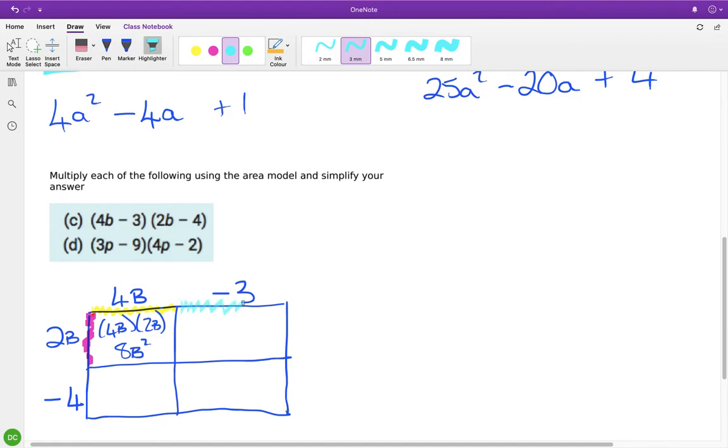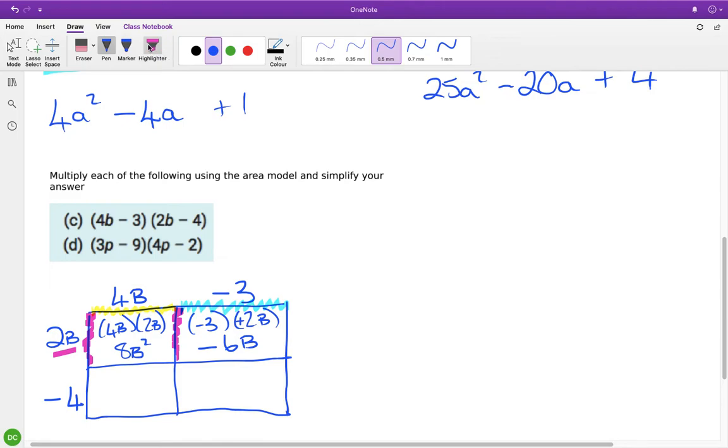So the minus 3 is this bit here. And then the other side of this box is this one, which is the 2b. So the combination here is minus 3 and 2b. So that's a plus, so different signs give me a minus. 3 times 2 is 6, and just the 1b.